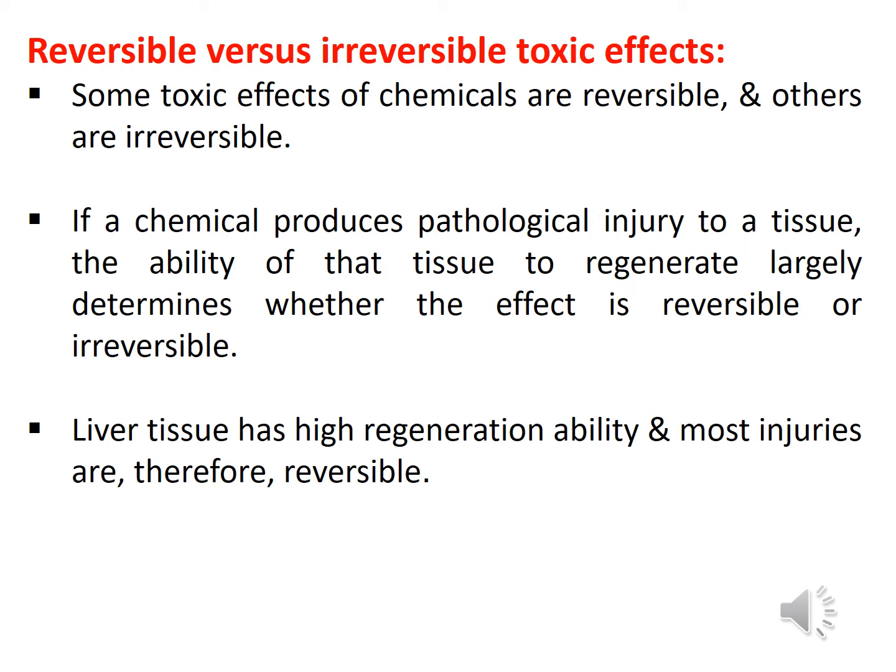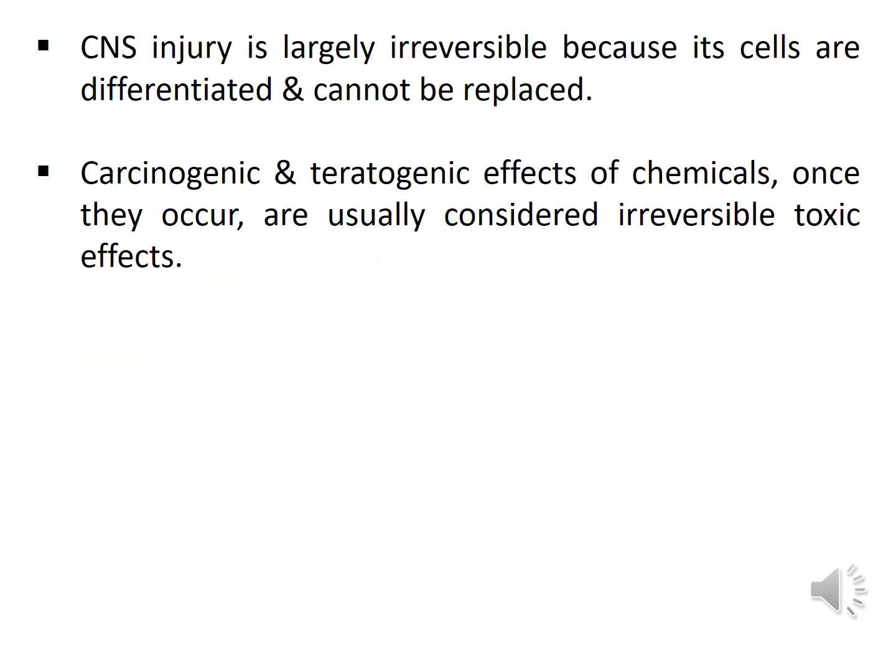For example, liver tissue has high regeneration ability, and most injuries are therefore reversible, while central nervous system injury is largely irreversible because its cells are differentiated and cannot be replaced. Carcinogenic and teratogenic effects of chemicals, once they occur, are usually considered irreversible toxic effects.